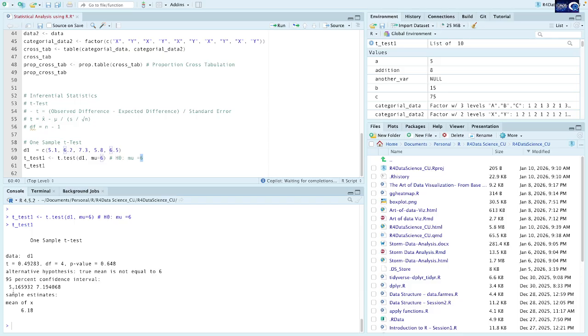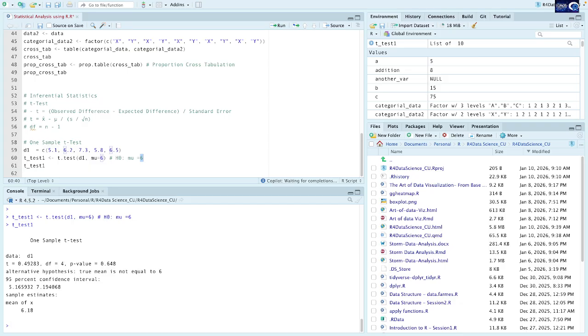Now if the p-value is large, greater than 0.05, in this case we do not have enough evidence to conclude that there is a significant difference. The observed difference could be due to random chance, and the confidence interval will include the hypothesized value. So that is the interpretation of this result.